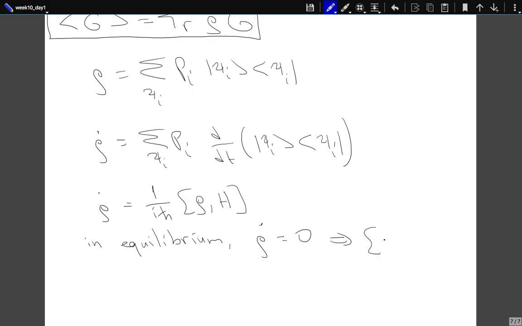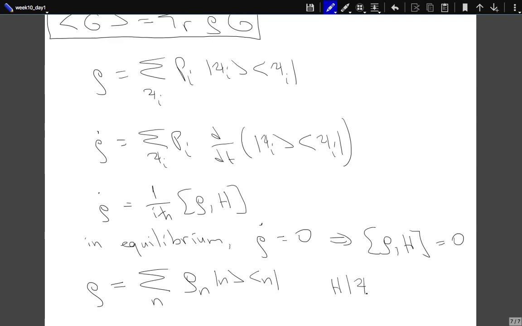Which basically tells me that rho and h should commute. Which also tells me that I can simultaneously diagonalize rho and h. I can always write rho as the sum over all states n of rho n |n><n|, where h acting on n gives me the energy of the nth state multiplied by the state. These n's are the energy eigenstates of the Hamiltonian. So this will always be possible.